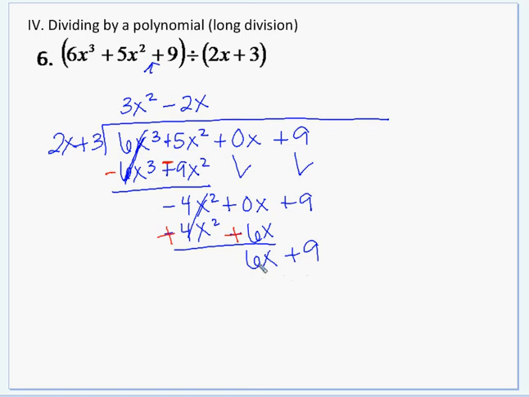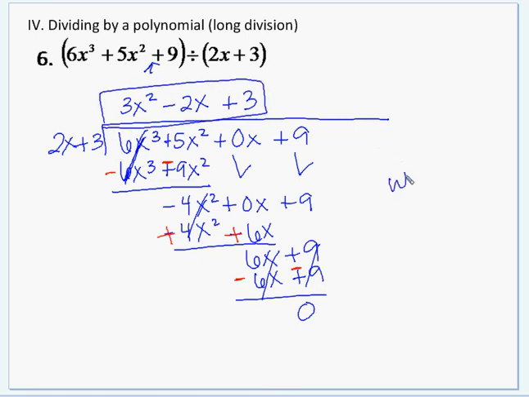Once again, 6x divided by 2x gives us a 3. Take this number, distribute it through. So 3 times 2x gives you a 6x. 3 times 3 gives you a positive 9. And then you're going to change the signs, so minus and minus. So what happens here, these all cancel, so you're left with a 0 remainder. So this is your answer right here.